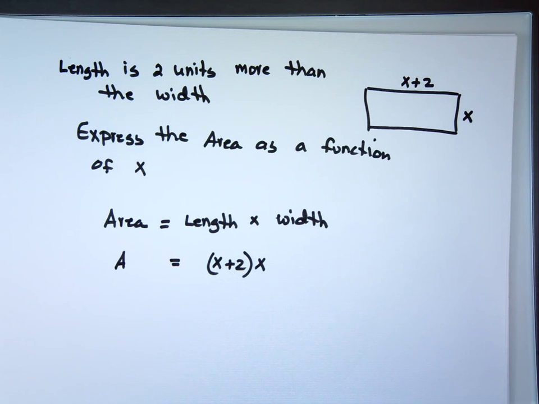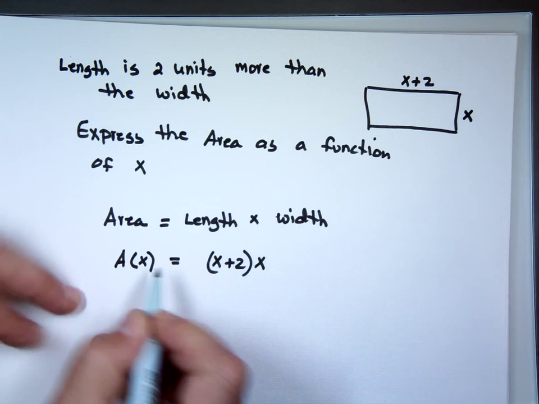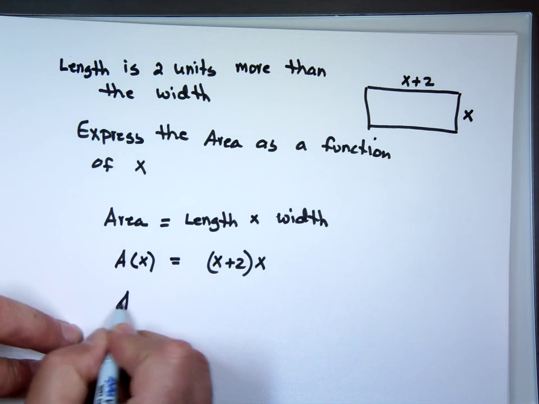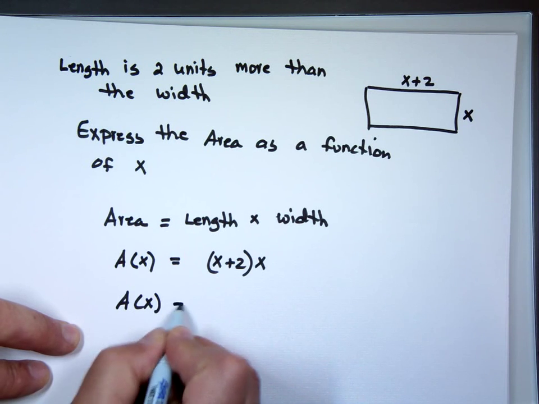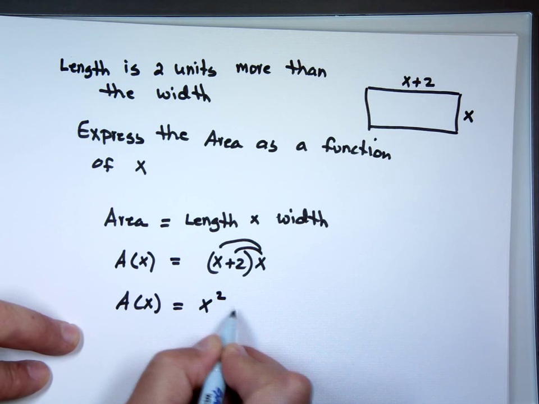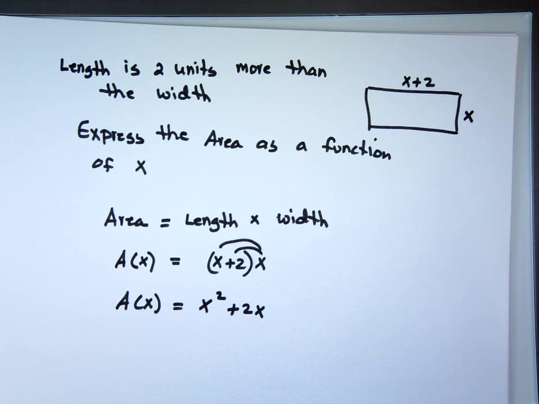But to write that as a function of x, you're going to say the area as a function of x. That's what that notation means. It says the variable I'm using on the right side is the x variable. So the area as a function of x is equal, if you distribute that, you'll have what? x squared plus 2x. You tell me what x is, I'll tell you what the area is. Tell me what the width is, I can tell you what the area is.